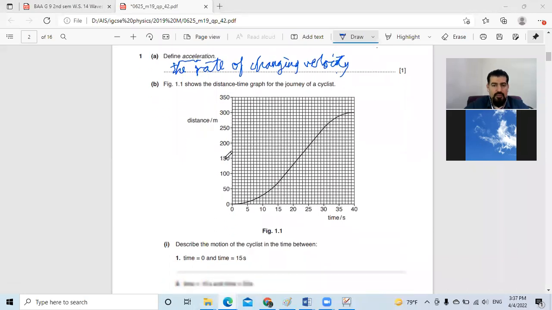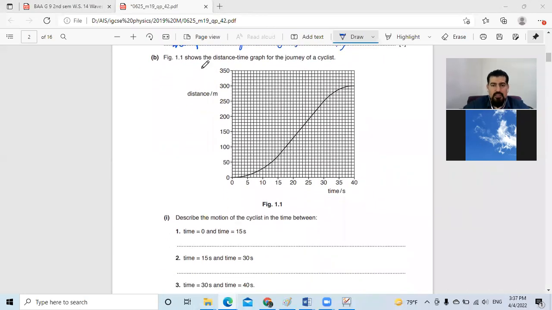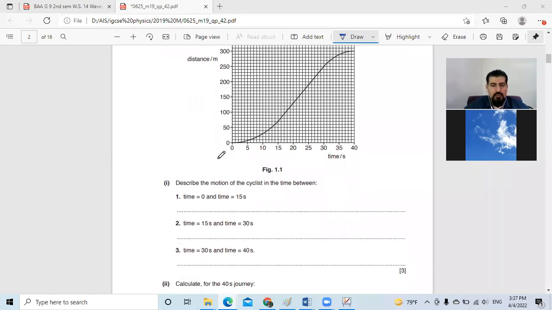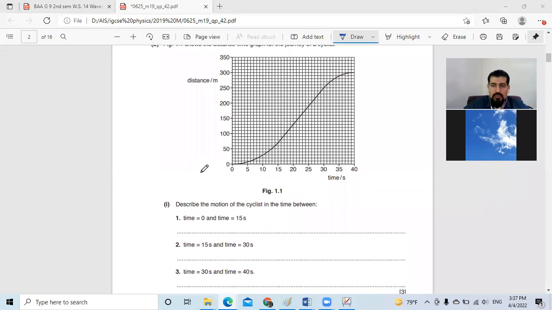Now, then what do they ask? Part B. The figure shows the distance-time graph for the journey of a cyclist. This is the distance, and this is the time. The time is 40 seconds, and the maximum distance is 300 meters. The distance traveled is from 0 to 300. What do they ask? First, describe the motion of the cyclist between 0 and 15 seconds.